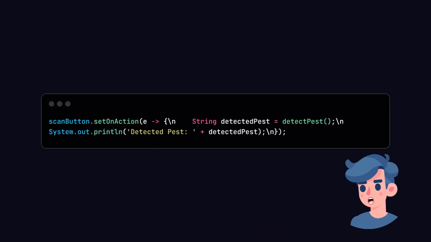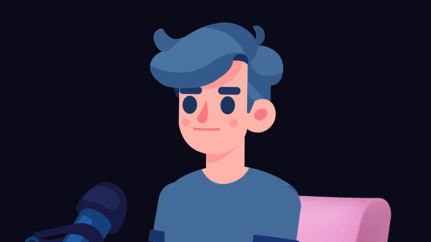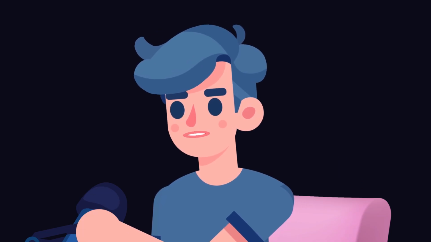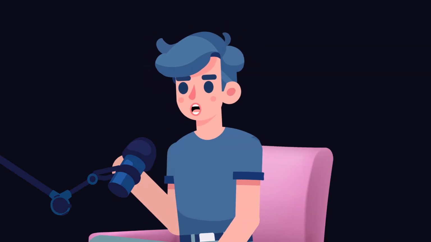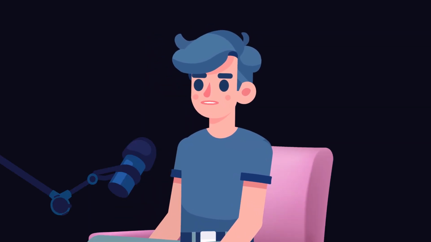Now let's integrate this detectPest method into our button's action handler so that when the button is clicked, it displays the detected pest to the user. When you run the application and click the Scan for Pests button, you should see the detected pest printed in the console. This is the core function of our AR pest control application, simulating the scanning process.